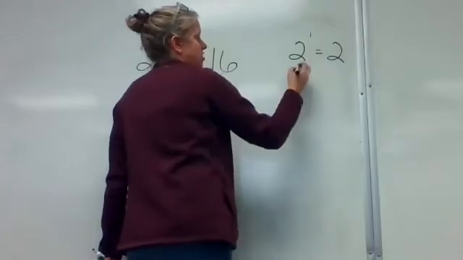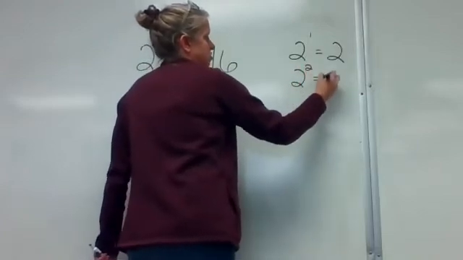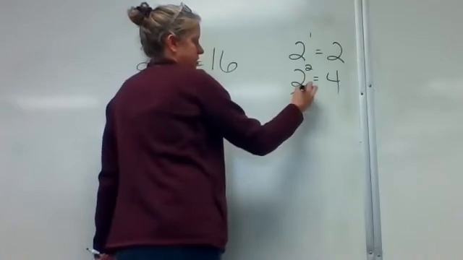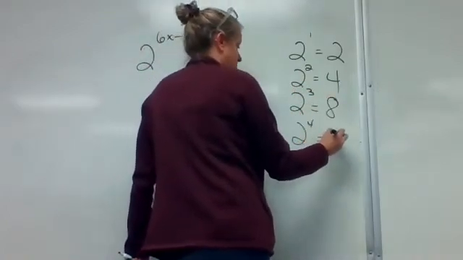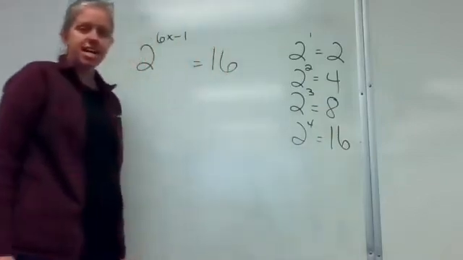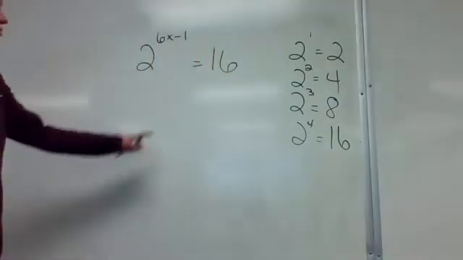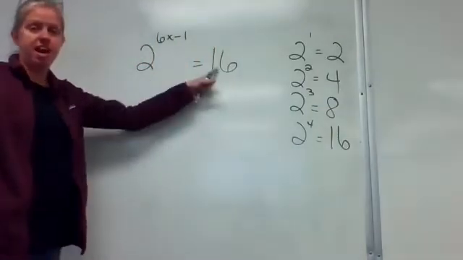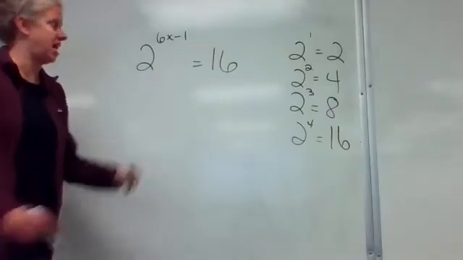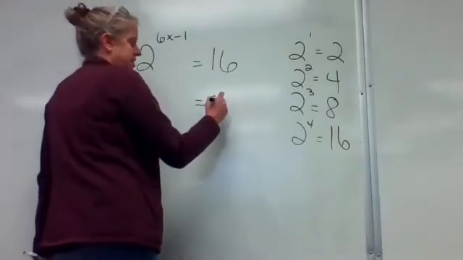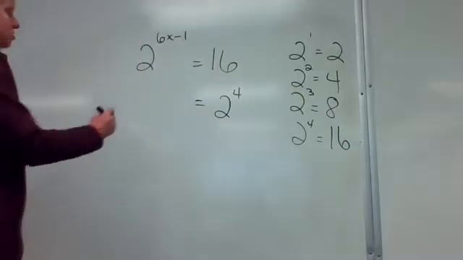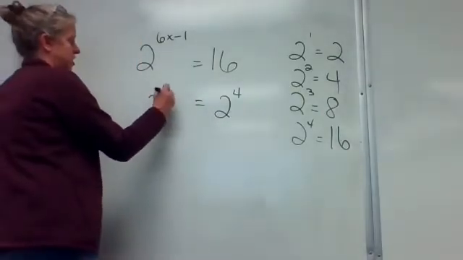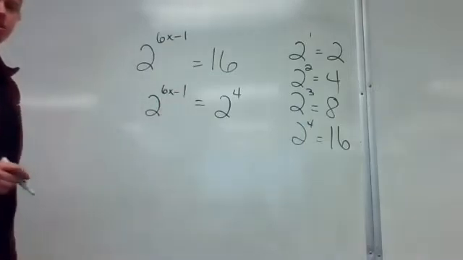Okay, so 2 to the first is 2. 2 to the second is 4. 2 to the third is 8, and 2 to the fourth is 16. Which means I can rewrite this to have the same base as the left side, right? What can I say is 16? Well, it's 2 to the 4th power. So over here, I have 2 to the 6x minus 1.